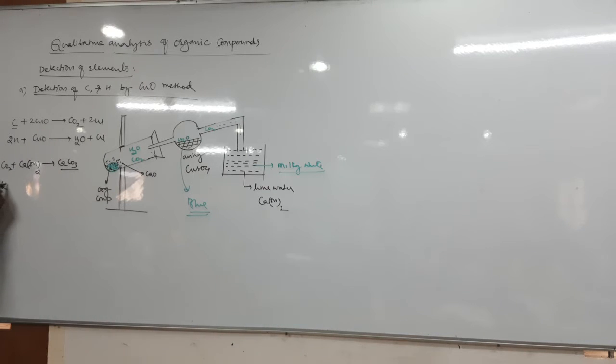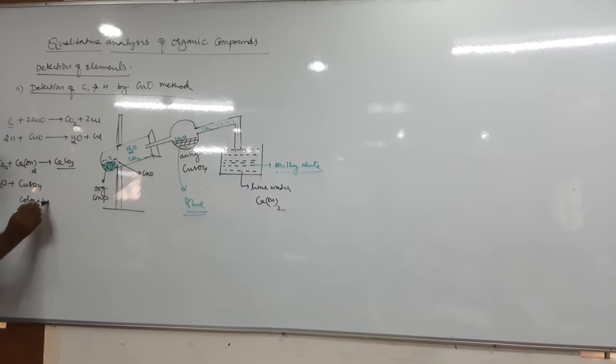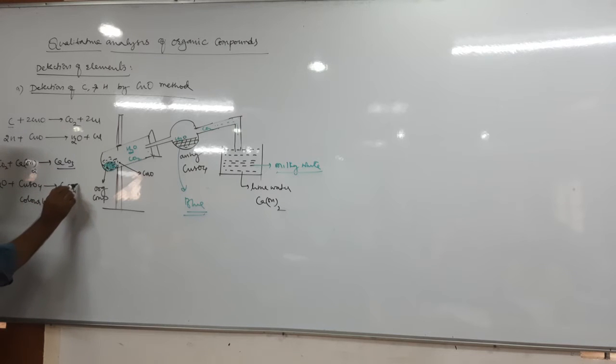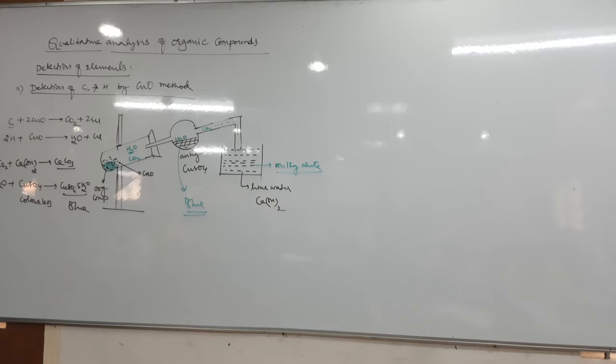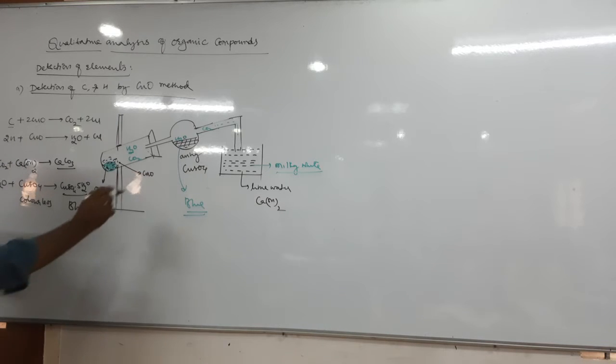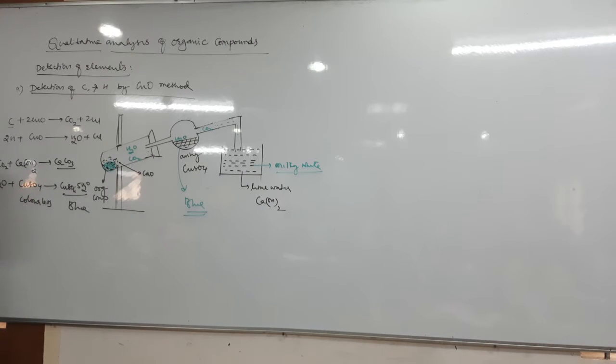Next, what about water? Water is absorbed by the anhydrous copper sulfate. Anhydrous copper sulfate is colorless. But when anhydrous copper sulfate absorbs water, it becomes CuSO4·5H2O, which is a blue colored substance. Therefore, this copper sulfate turns blue, which indicates the presence of what? Water, and so it indicates the presence of hydrogen.